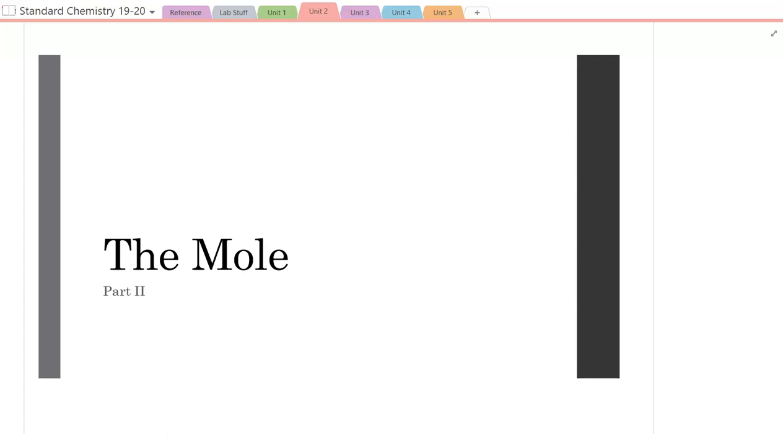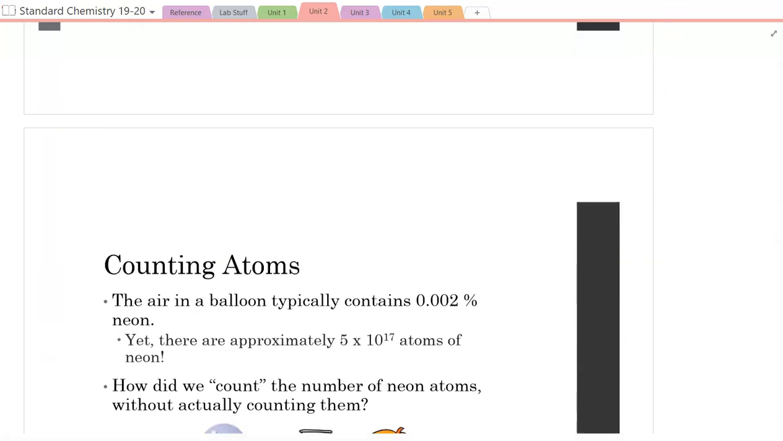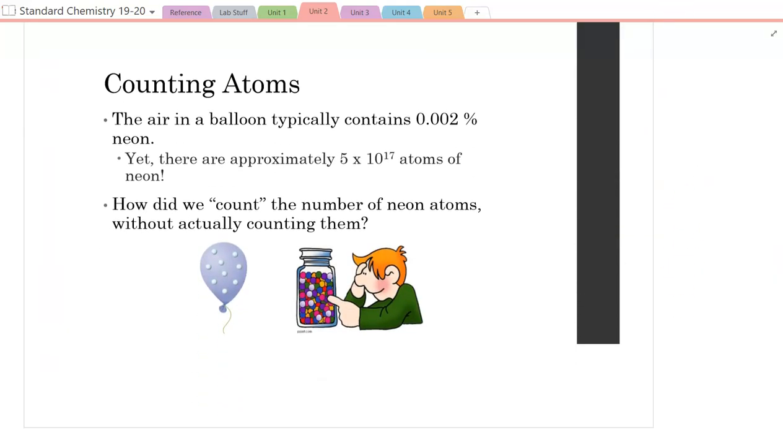In this lesson, we're going to introduce this concept called the mole, which is probably the centerpiece of a lot of how chemistry is discussed. So, to get us there, let's talk about how we count atoms. For example, let's say we have a balloon. This balloon is going to have a bunch of air inside of it, and it contains about 0.002% neon. But when it comes to that small percentage, it actually encompasses 5 times 10 to the 17th atoms.